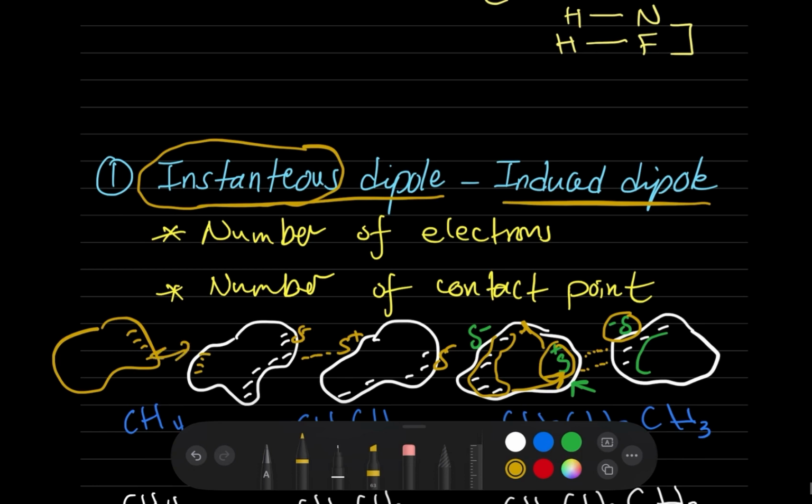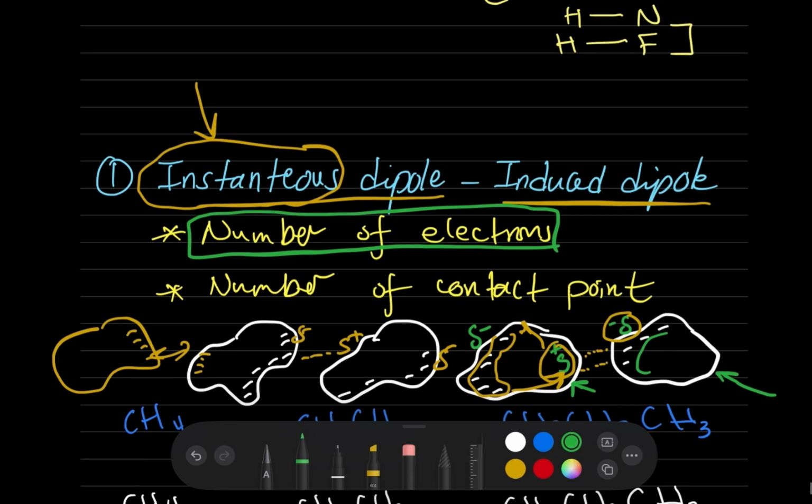But the question now, what are the factors that this type of interaction, or intermolecular force, depends on? First of all, it depends on the number of electrons. Okay, you can deduce it from the figures in here. As the number of electrons increases, the attraction will increase. So if you have a compound that contains a lot of electrons, it will be higher in attraction, and it will have a high melting or boiling point.